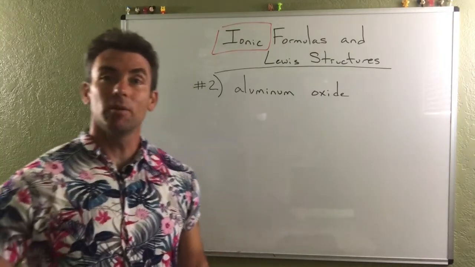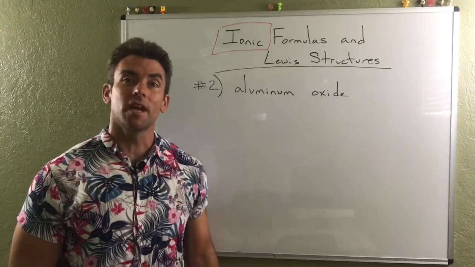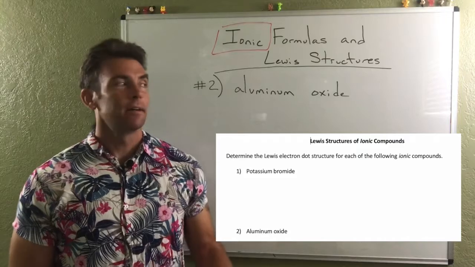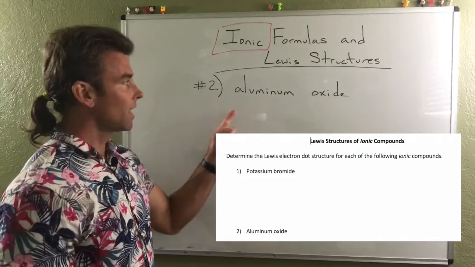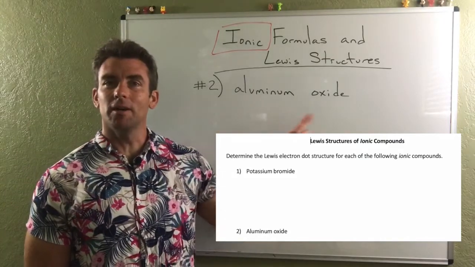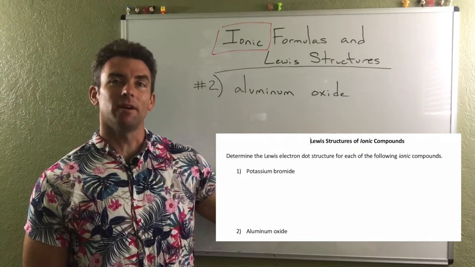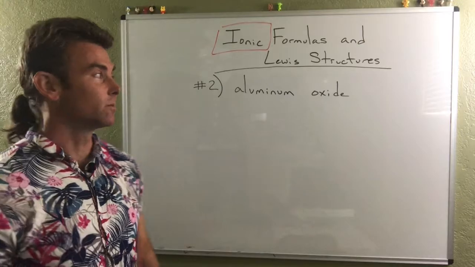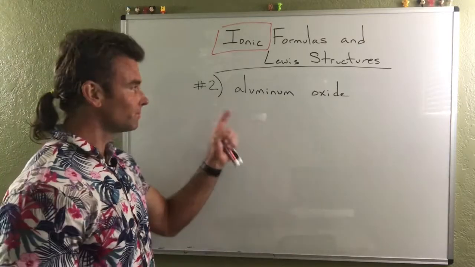Okay, so this is number 2 from one of the resource guides from this week. I think it's called the Lewis Structures of Ionic Compounds. And one of the things you'll notice is that now we're going to be dealing with names of ionic compounds, which once again we'll be introduced to a little bit more in one of the labs from this week.